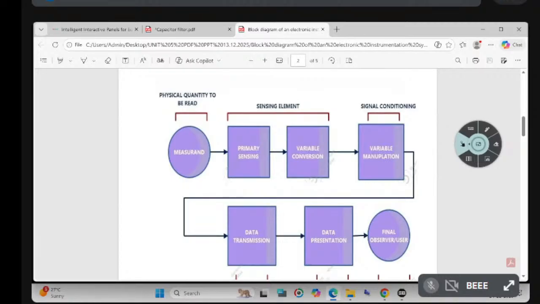So we call it a measurand, which is given to the primary sensing element. After that, the variable conversion element. After that, the variable manipulation, which we call signal conditioning. After that it goes to data transmission, then data presentation, and finally we get the final result. So this block diagram should be presented from the exam point of view. Draw this diagram.